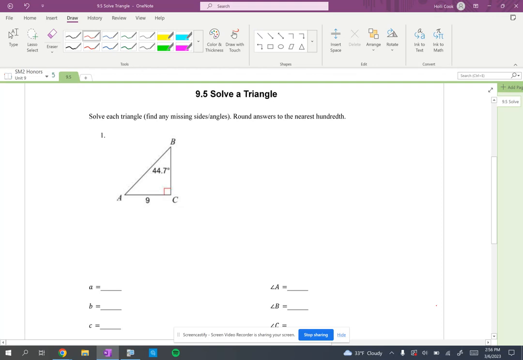All right, so today we're going to do 9.5, which is solving for a triangle. So we've learned how to solve for missing sides and solve for missing angles. When we're solving for a triangle, we're solving for everything. So we want all the sides and all the angles. So you're looking for any missing sides and any missing angles.